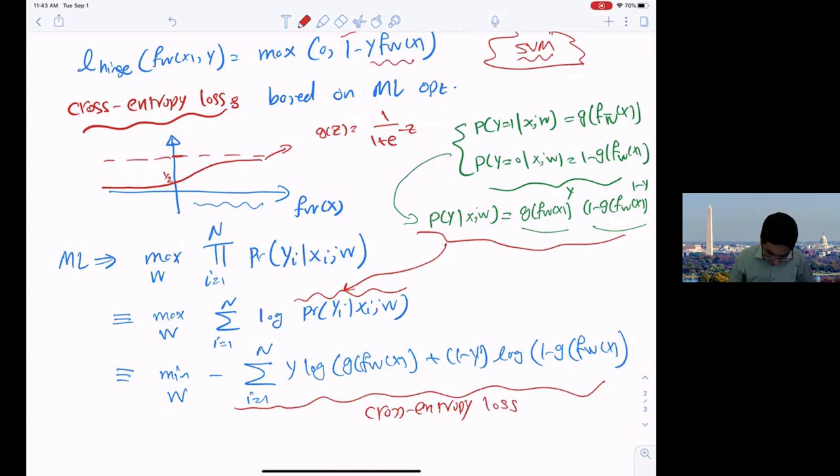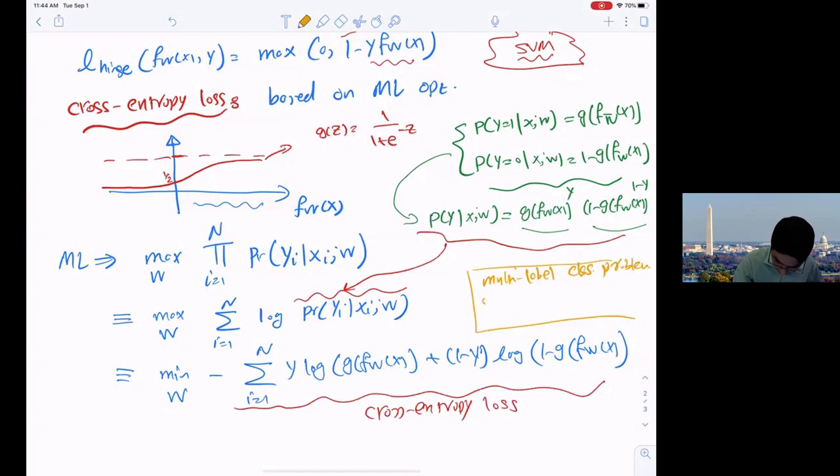So I just want to add a note here. This is for the binary classification problem, where we use the sigmoid to turn these numbers into probabilities. In the multi-label case, instead of the sigmoid, we often use the softmax function. So let me just add that note. In the multi-label classification problem, we use softmax. It's a function very similar to the sigmoid to turn real numbers to probabilities. Softmax turns logits to probabilities. If you are not familiar with softmax, I think you should take a look into the definition of that.